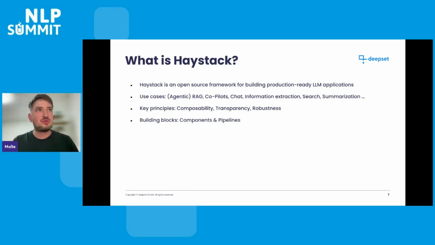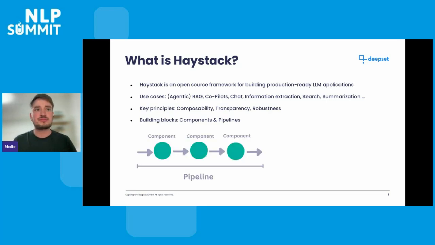Haystack comes with a few key concepts and building blocks. It's not that many. We try to keep it minimal. The two building blocks you should know are components and pipelines. These are the two main ones. Components are really small atomic units, small abstractions that do one job, and you can connect them in very flexible ways together, and that's what we call a pipeline.